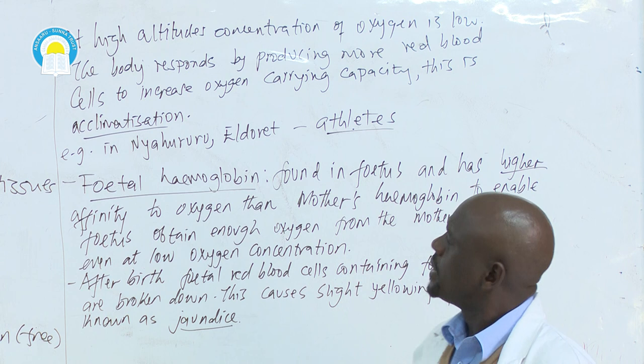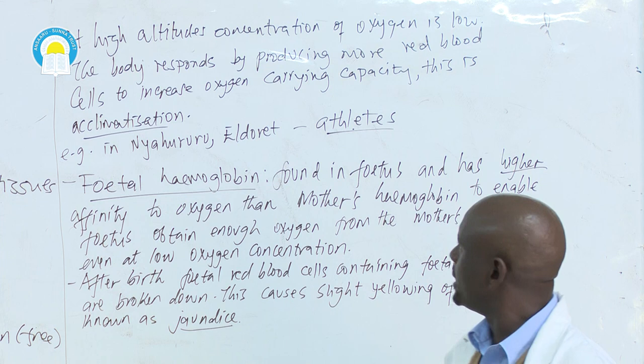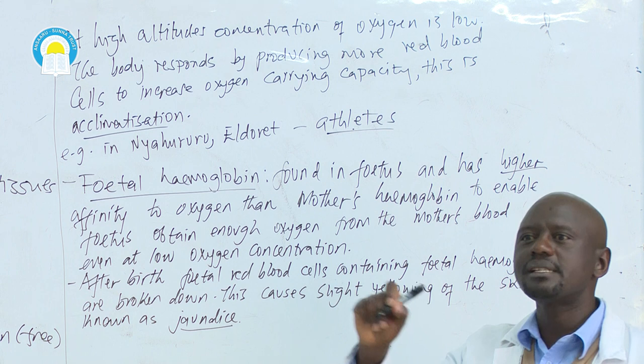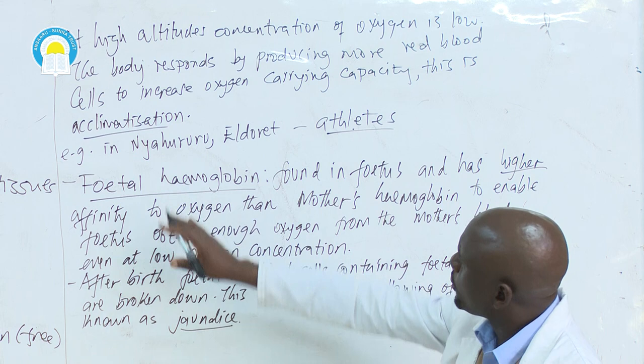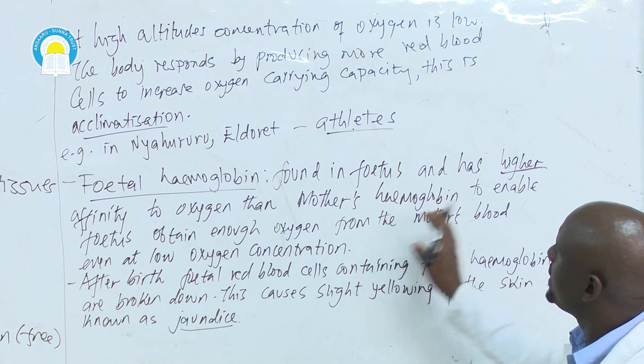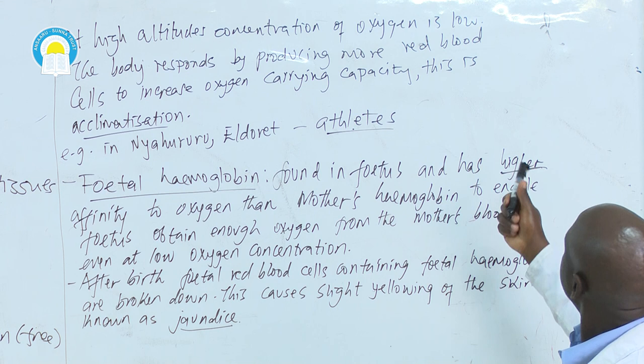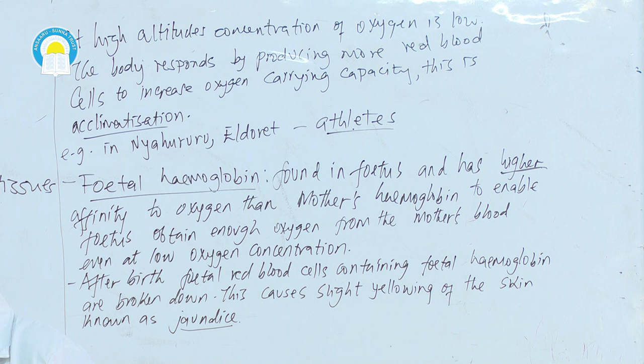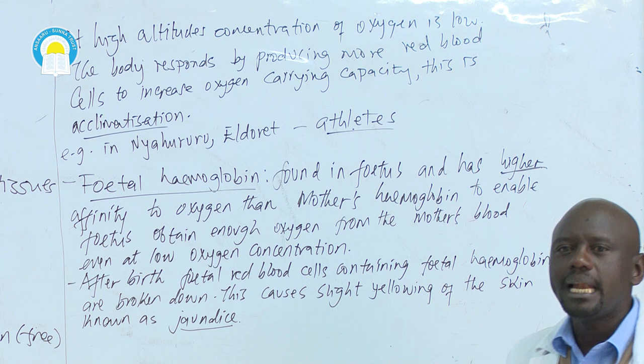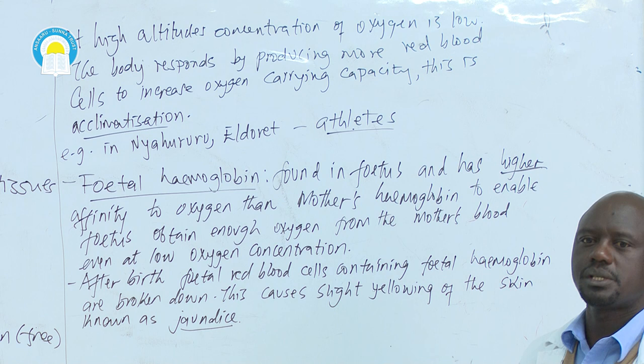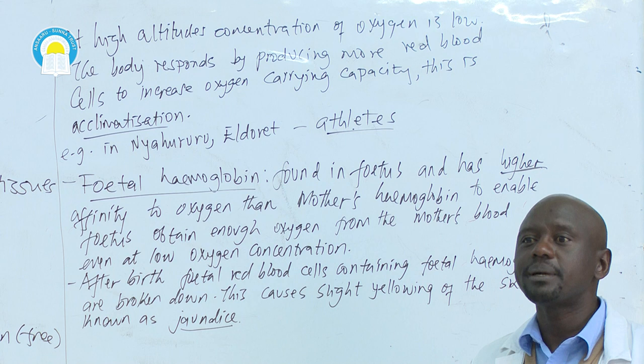Now, there is another type of hemoglobin known as fetal hemoglobin. Fetal hemoglobin is found in fetuses. Fetuses are developing inside the mother's uterus. So the fetal hemoglobin has a higher affinity to oxygen. That is, it will combine more readily with oxygen than the adult hemoglobin that we mentioned here. And that means that even if the mother supplies less or low oxygen concentration, the fetus will pick enough oxygen, and this will ensure that the processes that take place in his or her body will be okay.